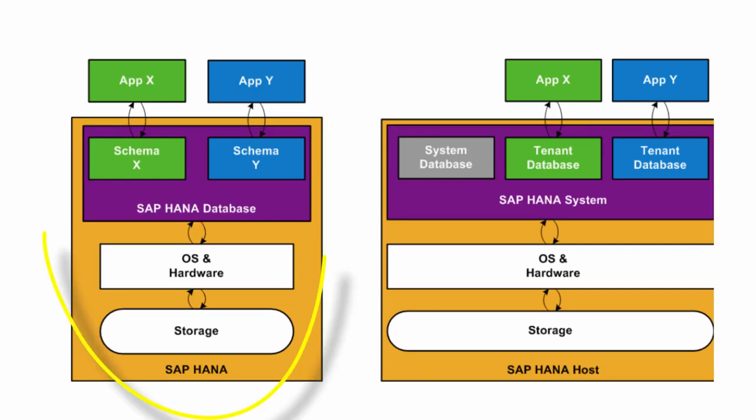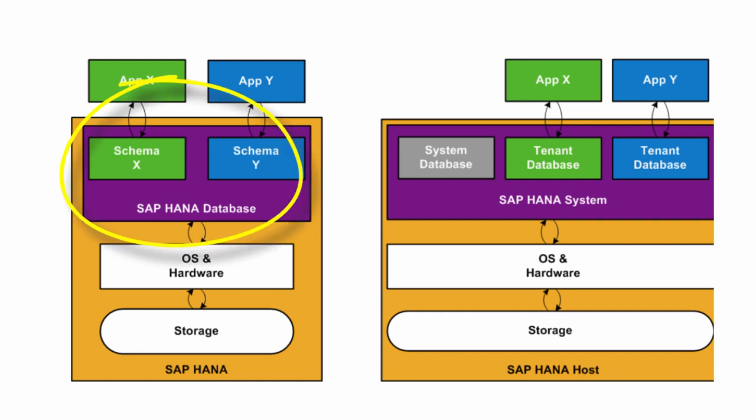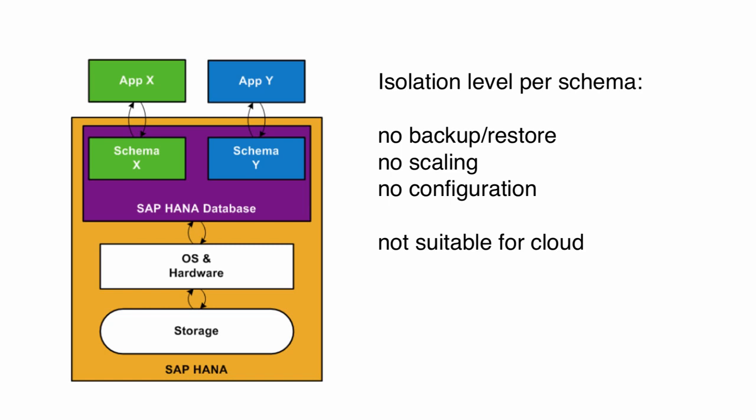On the left, you can see how we might have solved this isolation requirement in earlier versions of SAP HANA. Here we see a single database with two different schemas. A schema is a container for the database objects owned by a particular user. The difference here is the degree of isolation. You cannot back up or restore the schemas independently.